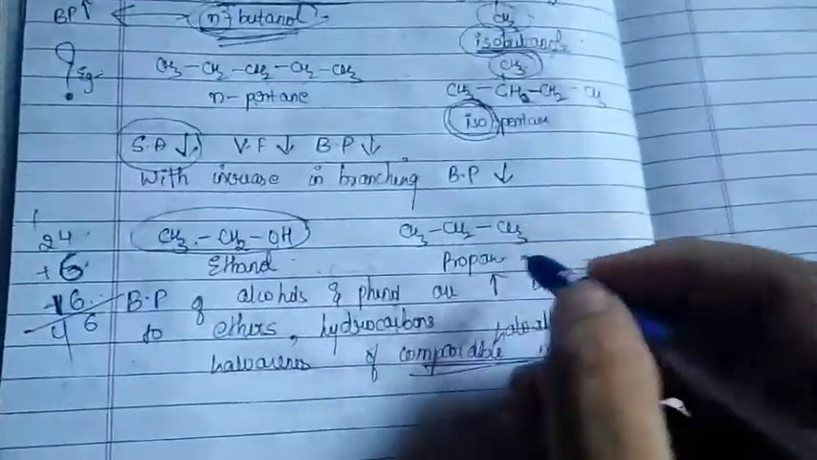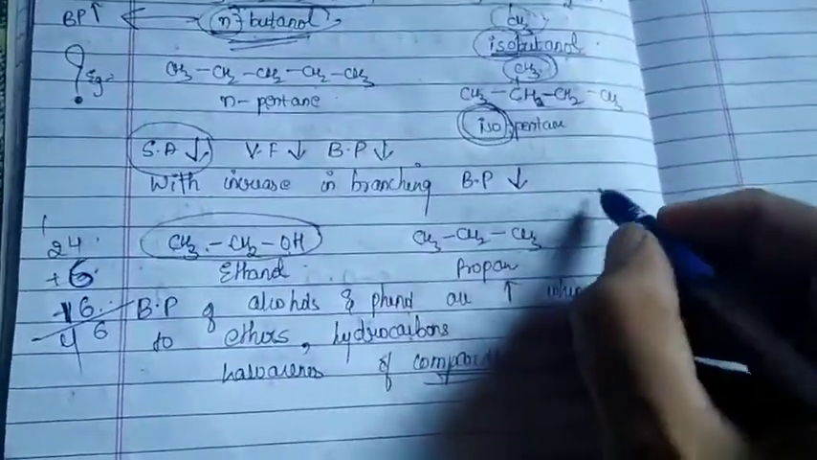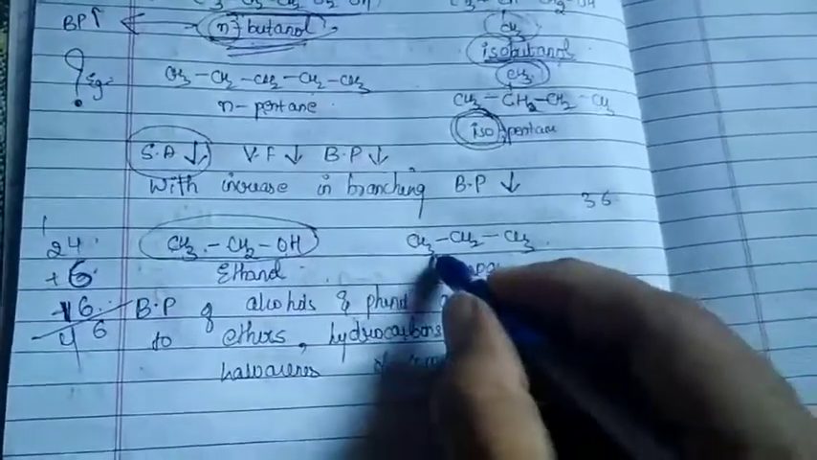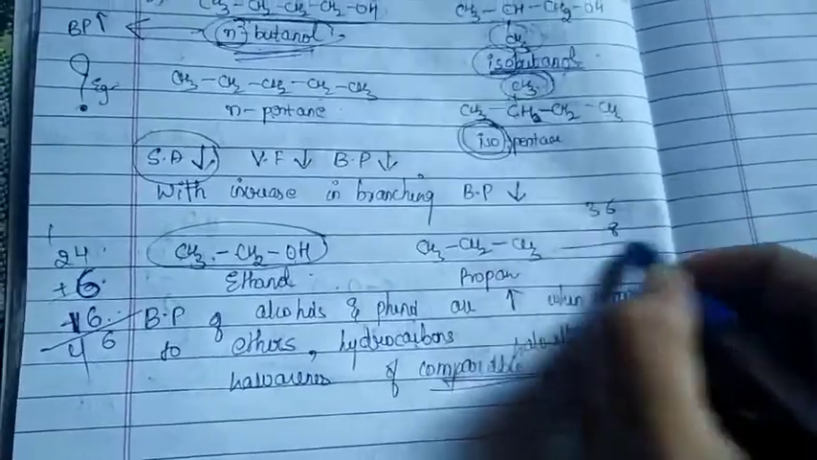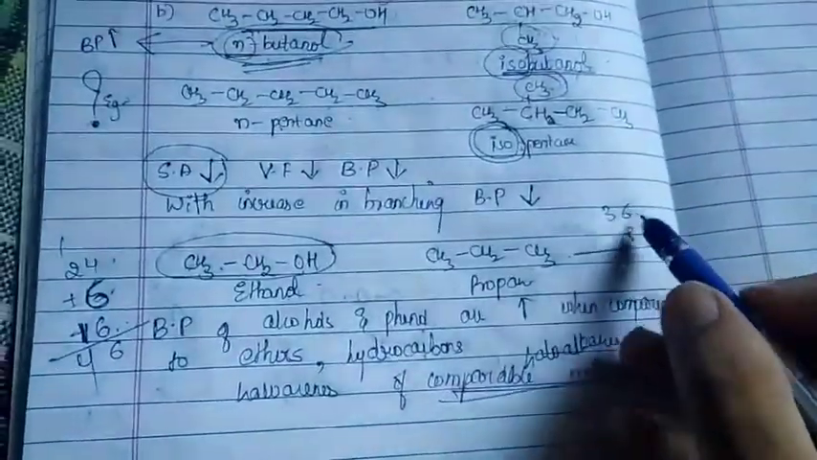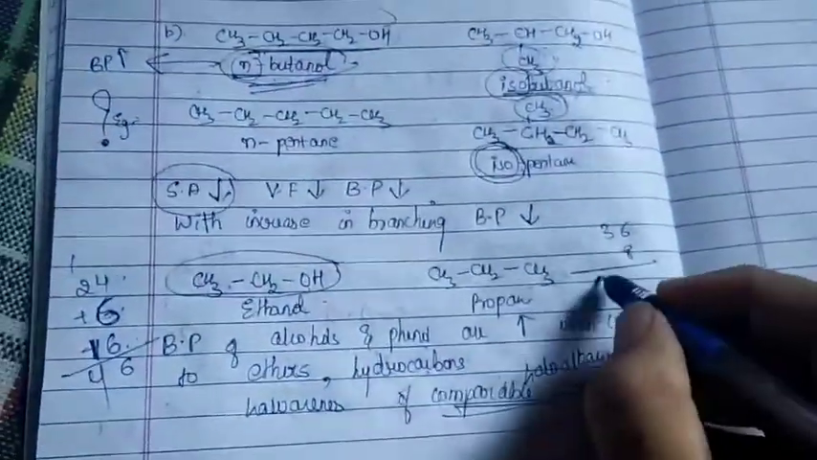Coming to propane, you have 3 carbons, 12 threes are 36, and 8 hydrogens. So 36 plus 8, that is 44.